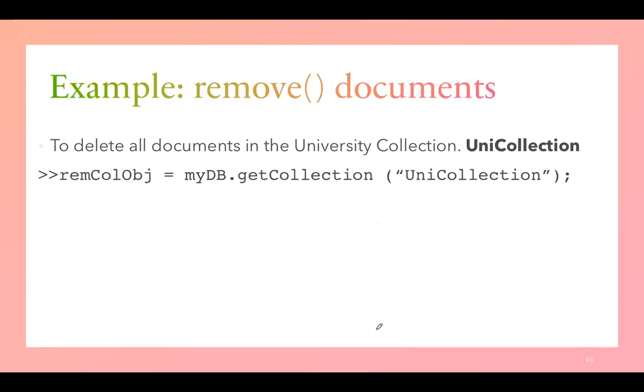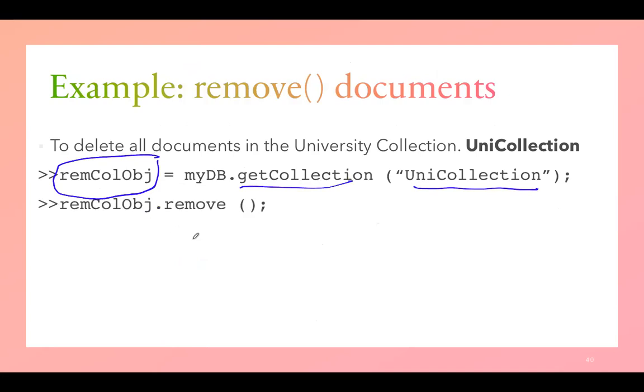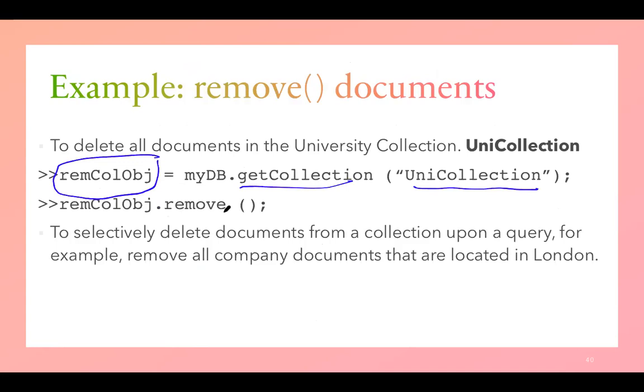And then we have to delete documents in the university collection, which we name as the uni collection, right? So first we get the collection. We have a collection object, and we use this collection object, use the .remove method, and that's it. It will selectively delete documents from a collection upon a query.